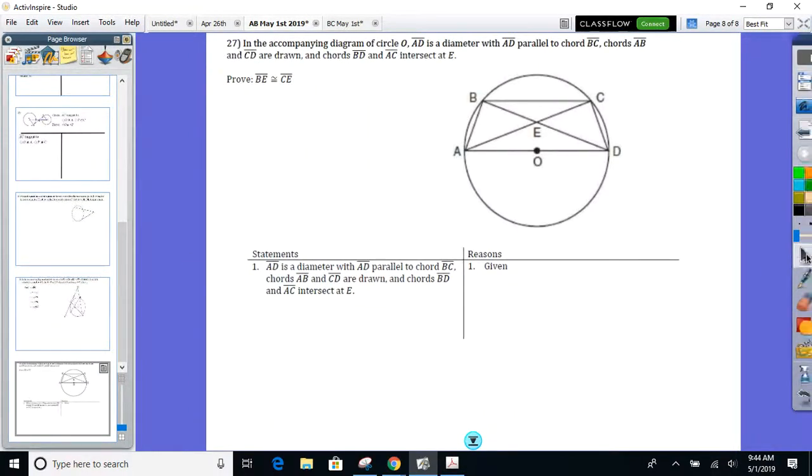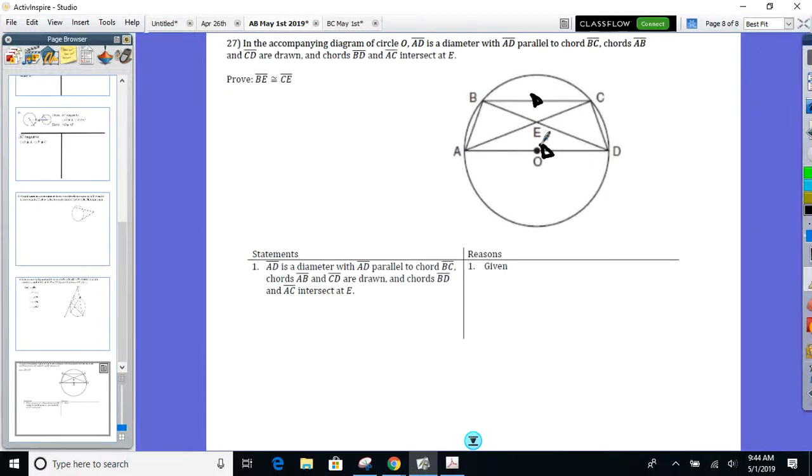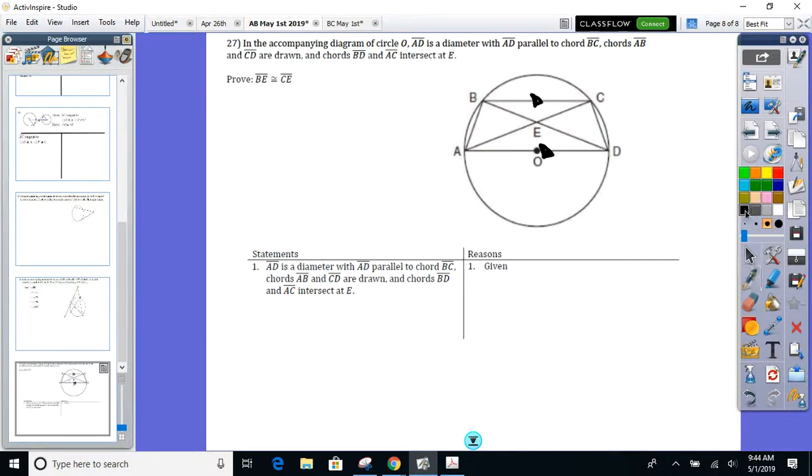All right, here we go. Really, the only thing I can mark in my diagram are the parallel chords. And hopefully we remember. If not, we'll know it for tomorrow. If 2 chords are parallel, something happens. Okay. All right, proof statement.